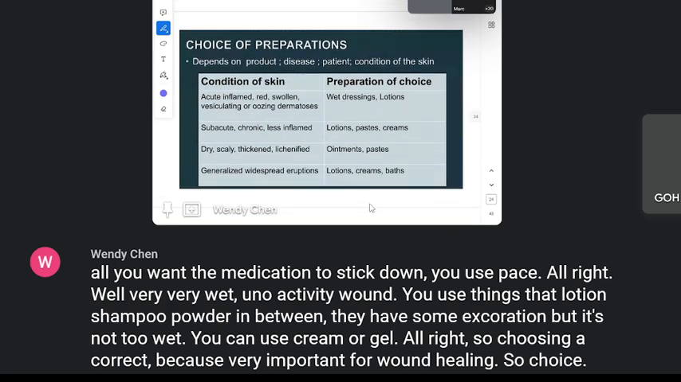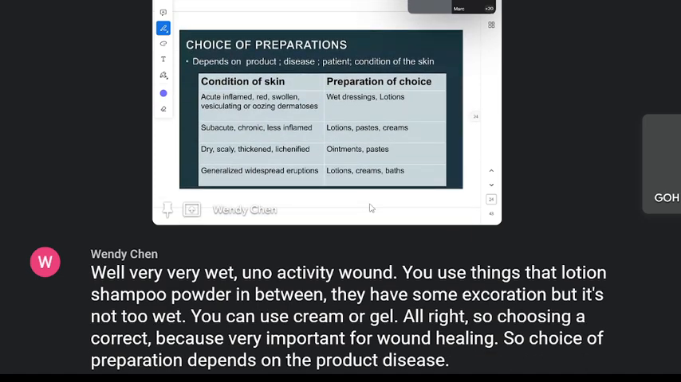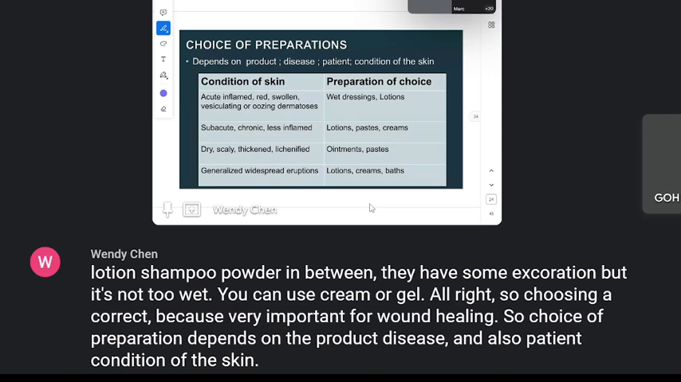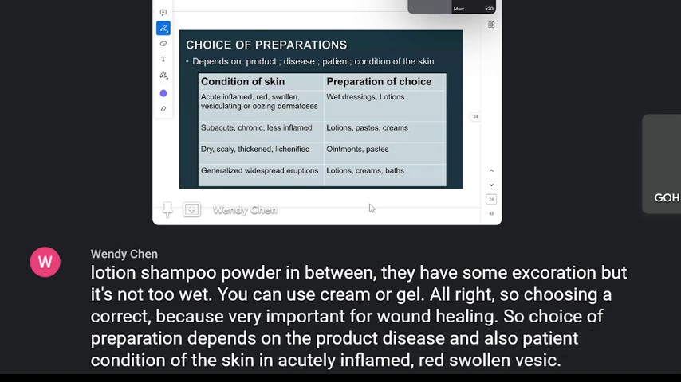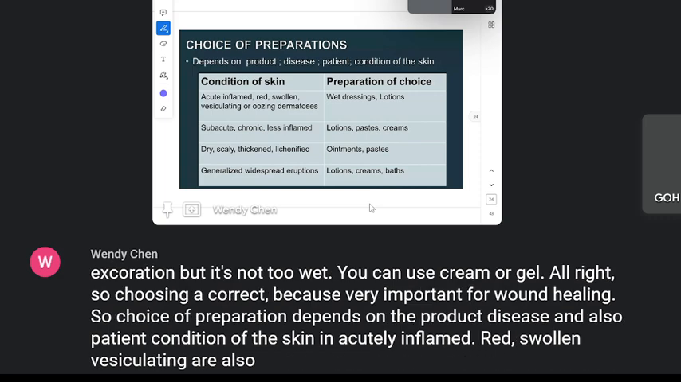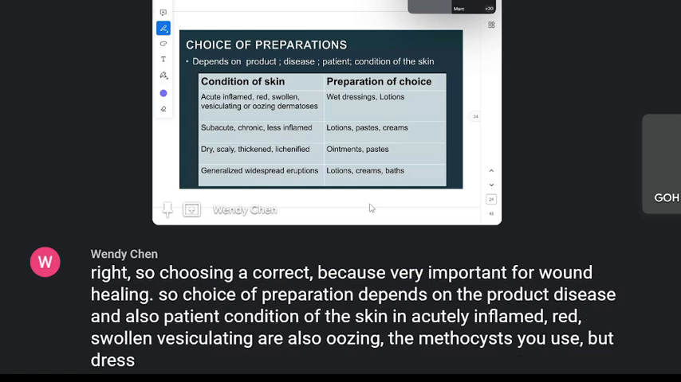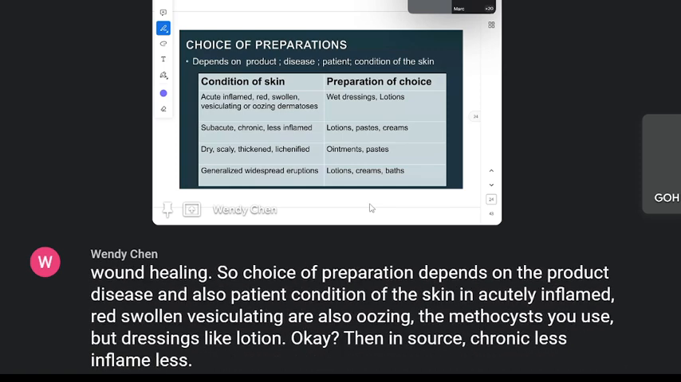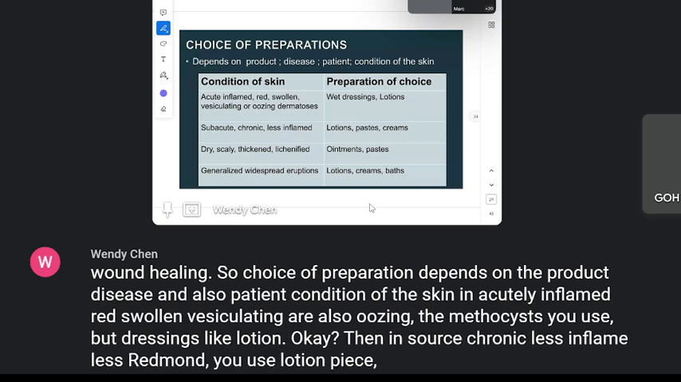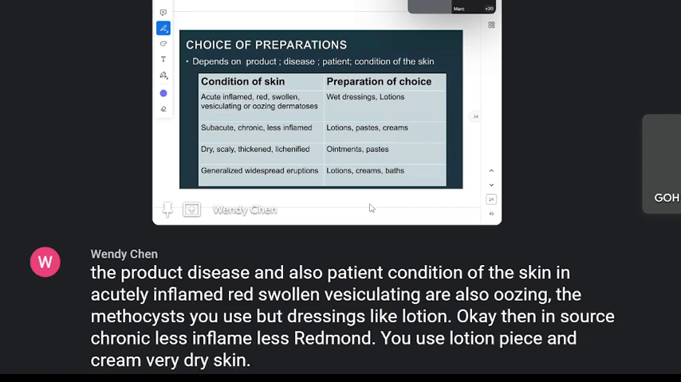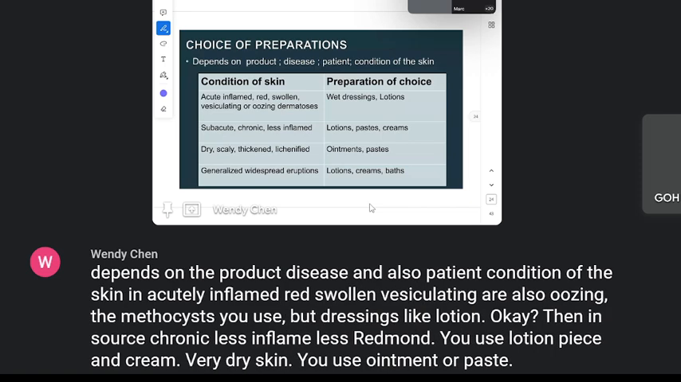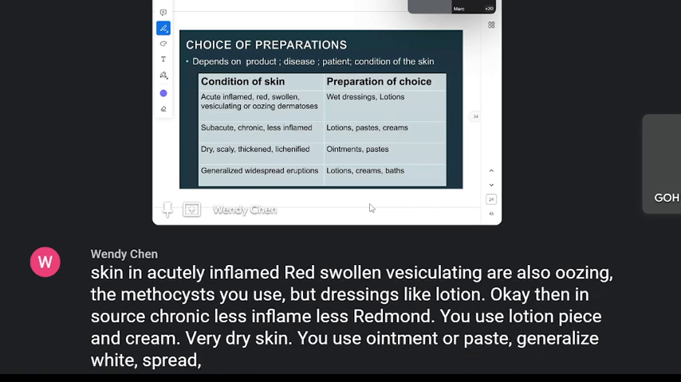So the choice of preparation depends on the product, the disease, and also the patient's skin condition. In acutely inflamed, red, swollen, vesiculating, or oozing dermatosis, you use wet dressings like lotions. Then in subacute or chronic, less inflamed, less red skin, you use lotion, paste, and cream. Very dry skin, you use ointment or paste. Generalized widespread eruption, you use lotions, cream, and also baths.